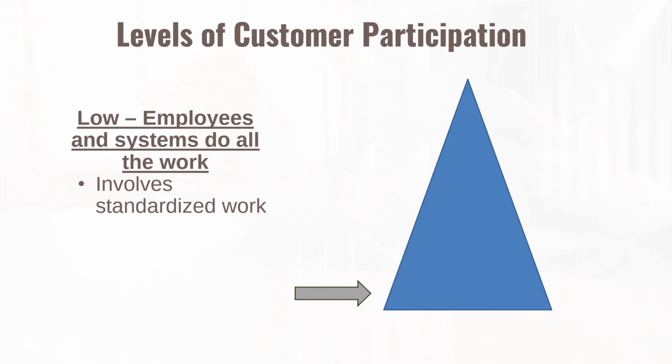The last one is low participation level. Employees and systems do all the work here. Service products tend to be standardized. In situations where customers come to the service factory, all that is needed is the customer's physical presence. For example, include visiting a movie theater or taking a bus. In possession processing services, such as routine cleaning or maintenance, customers can remain entirely uninvolved with the process apart from providing access to service providers and making payment.